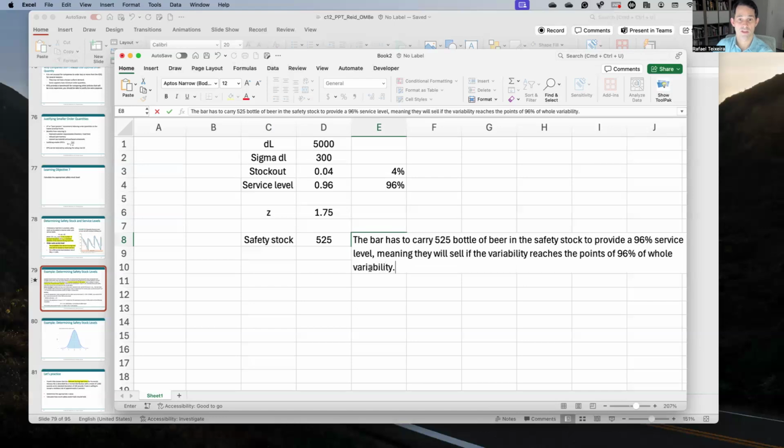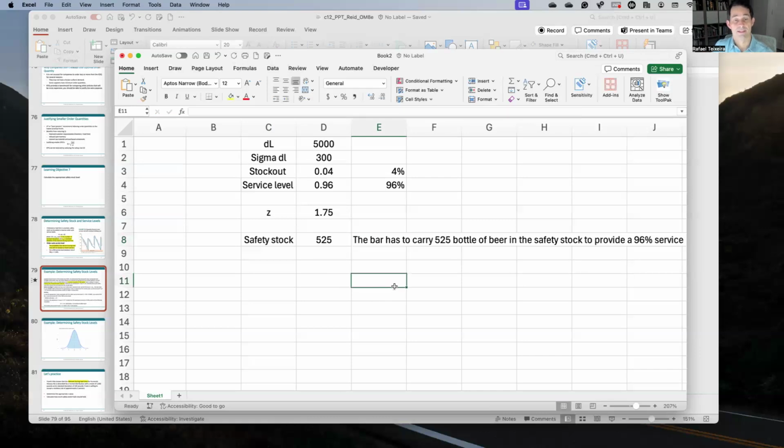So what I'm trying to say here is that the bar has to carry 525 bottles of beer in order to protect the variability in the demand. So this variability is not 100%. He's willing to accept a stockout of 4%. So he's protecting, if the demand goes too high, 96% of the entire possible variability.